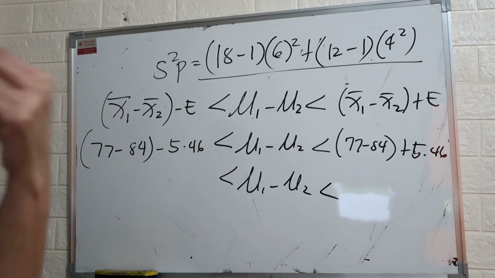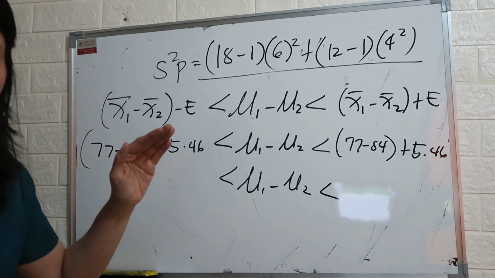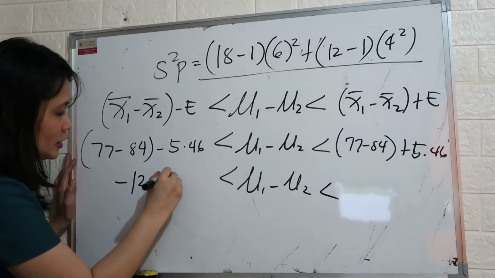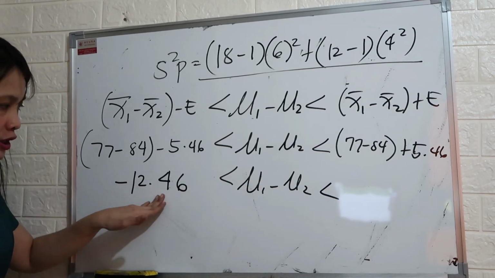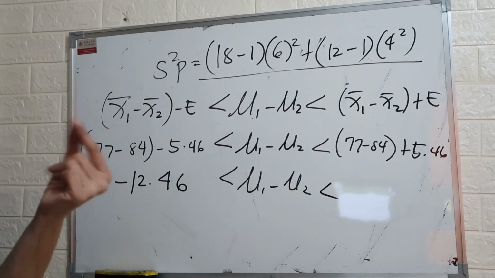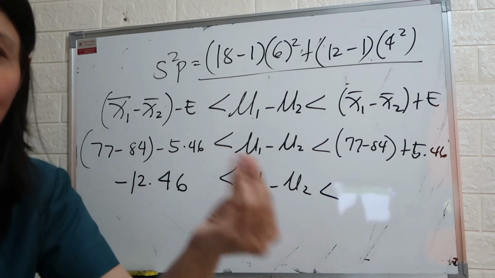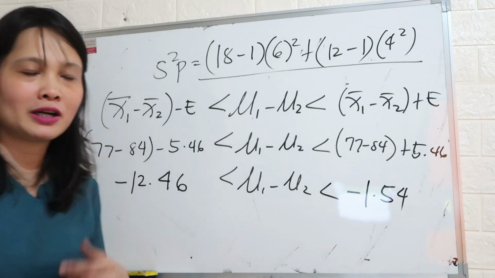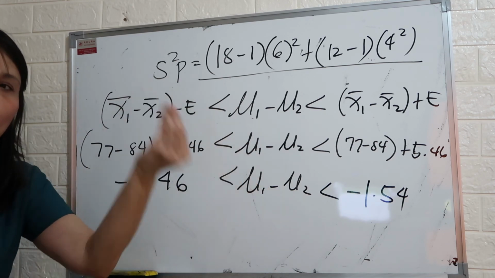Miss, negative 12. How do we read that? It's not negative. The difference is 12.46. So mu 1 minus mu 2 is greater than the difference of 12.46 but less than what? Less than the difference of 1.54. Okay, very good. So mu 1 minus mu 2 is greater than the difference of 12.46 but less than the difference of 1.54.